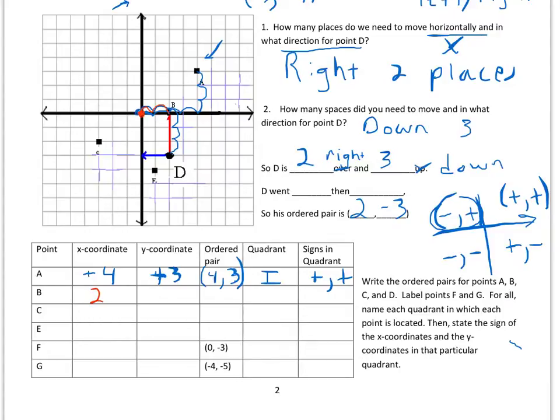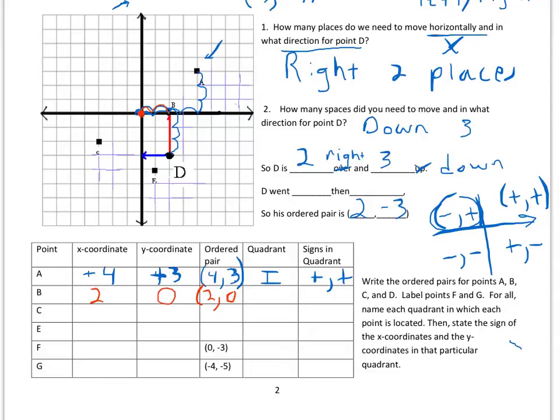Now, here's the tricky part. From this, we're already at point B. So do I need to move up or down to get to point B? And the answer is no, I'm already there. So my y coordinate would simply be 0. So my ordered pair would be 2, 0.